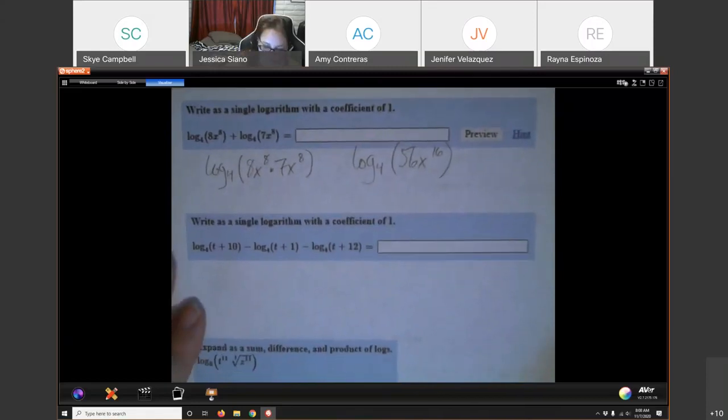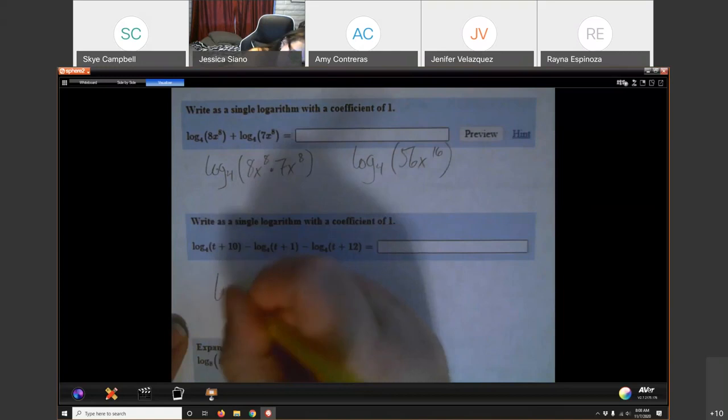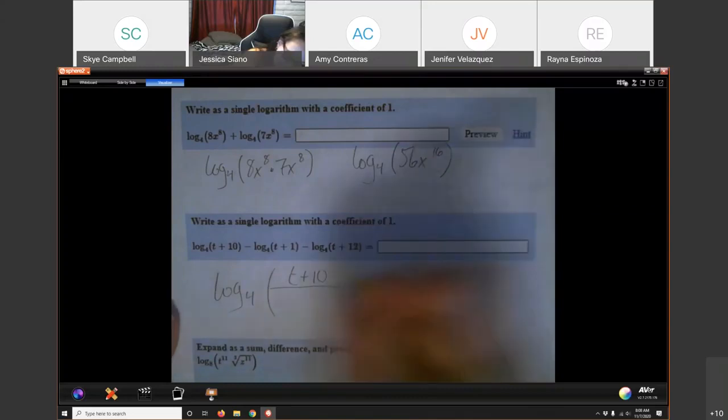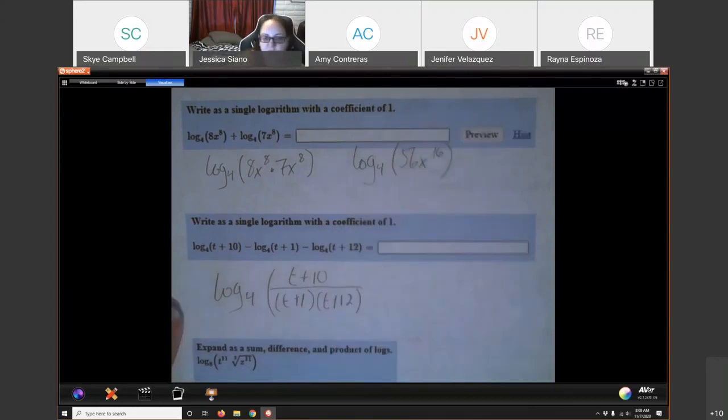Now for this next one, if we have log base 4 of t plus 10 minus log base 4 of t plus 1 minus 7. So this would become log base 4 of t plus 10 on the top, and then t plus 1 and t plus 12 on the bottom. And I feel like that one gets people sometimes.